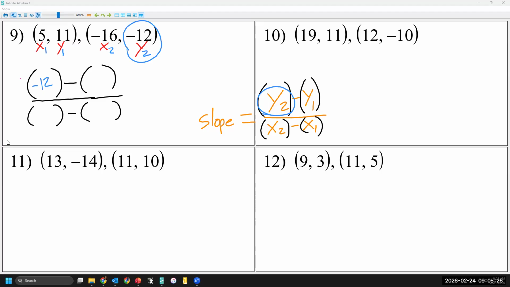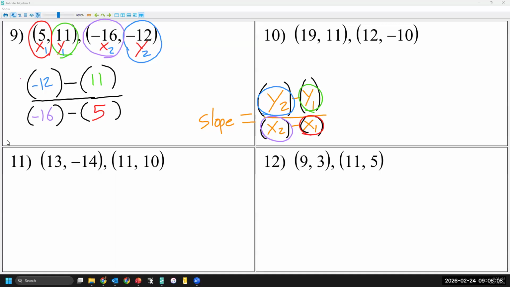Next, y1. Where's y1? There's y1. It's 11. Come down to the bottom. x2. Which one's x2? Oh, there it is. x2 is negative 16. And lastly, x1, the last one, is 5. And there we go.